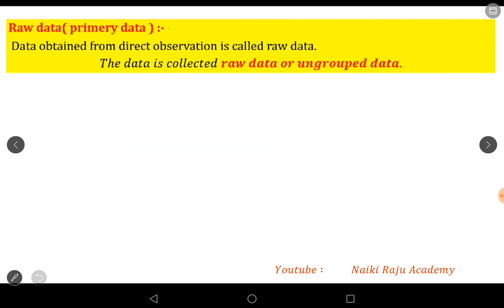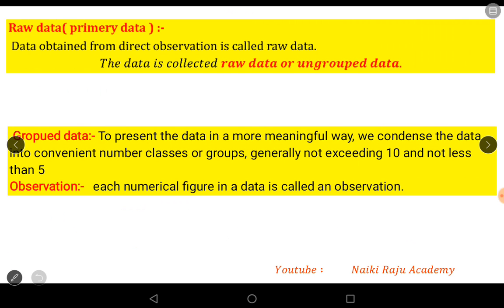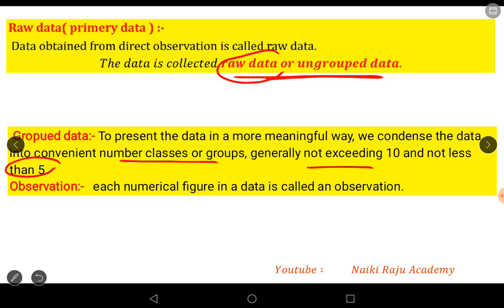Data is of two types, primary data and secondary data. Primary data is the ungrouped data, or raw data. Grouped data means the raw data is divided into groups or classes. The number of classes is more than 5 and less than or equal to 10. When classes divide the given data, that is called grouped data. In grouped data, each numerical figure in a class is called an observation.